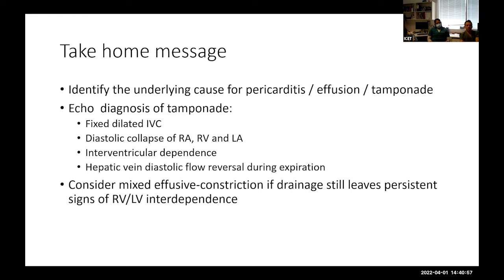So my take-home messages are, you basically have to identify the underlying cause for the pericardial disease and be aware that any effusion potentially can cause tamponade. And so you would be looking for these particular criteria. However, sometimes when you have an effusion, you actually do have underlying constrictive pericarditis, and so you need to repeat the echo once you've drained the effusion and see if there are any signs of that.